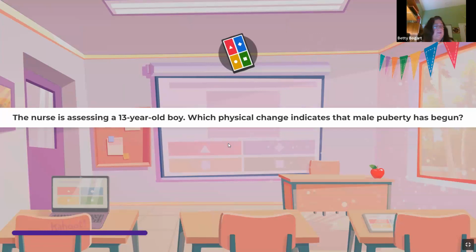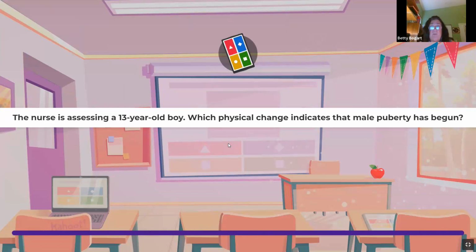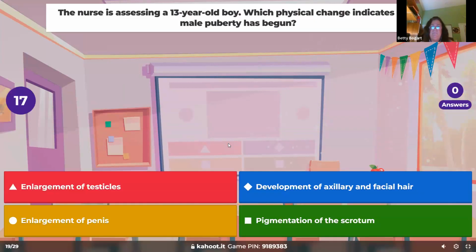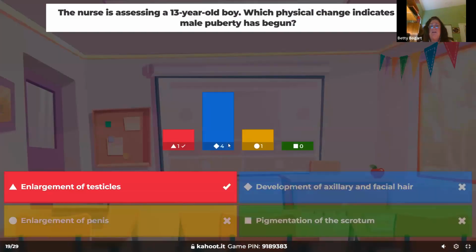A nurse is assessing a 13-year-old boy. Which physical change indicates that male puberty has begun? Well, girls, I said, are breast buds. What did I say happens to boys first? And that's the enlargement of testicles, okay? So first one is the breast buds girl, testicles get enlarged boys.